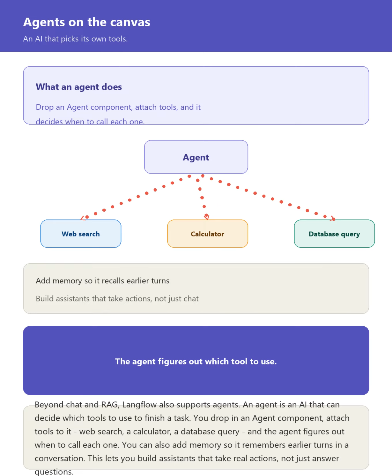Beyond simple chat and RAG, Langflow also supports agents. An agent is an AI that can decide which tools to use to finish a task. In Langflow you drop in an agent component, attach tools to it, such as web search, a calculator, or a database query, and the agent figures out when to call each one. You can also add memory so it remembers earlier turns in a conversation. This lets you build assistants that take real actions, not just answer questions.